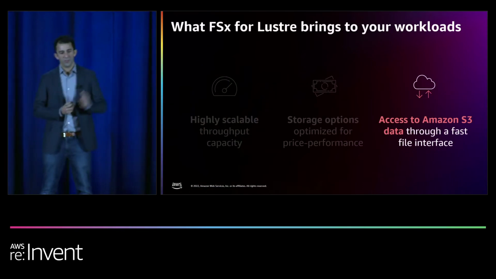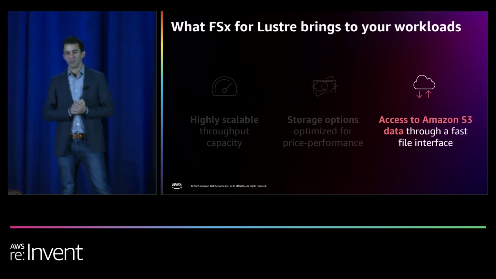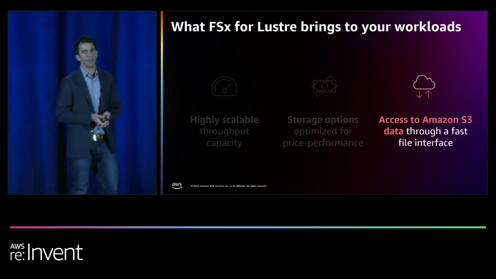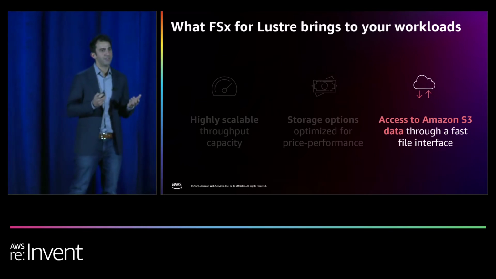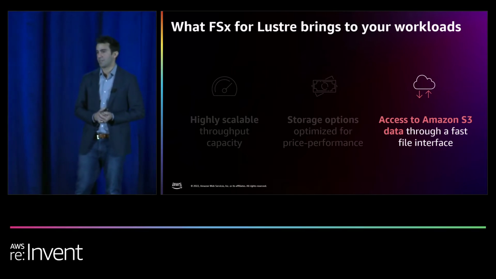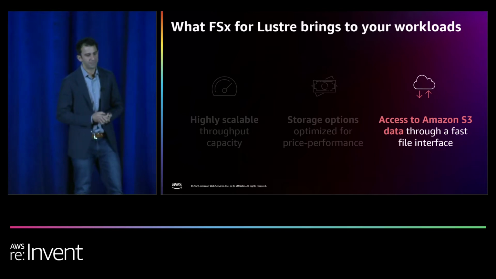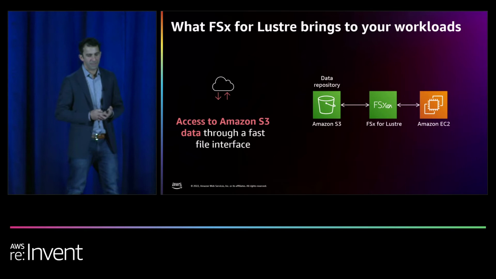Now we'll go to the third benefit that Amazon FSx for Lustre brings to your workloads, which is access to Amazon S3 data through a fast file interface. I think this is one of the most unexpected and really exciting capabilities that Amazon FSx for Lustre has had as part of its offering since day one. So let's explain a little bit about how this works.